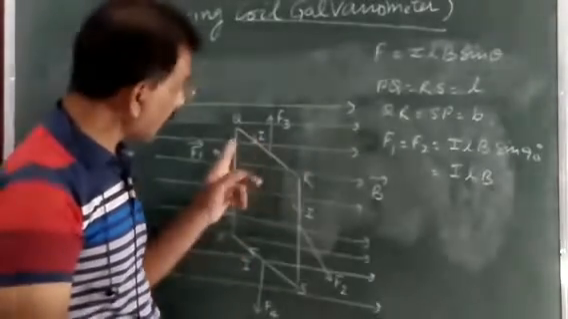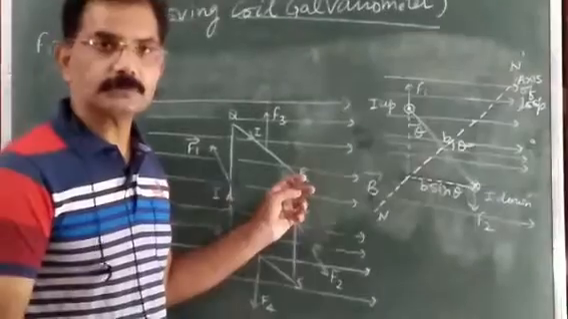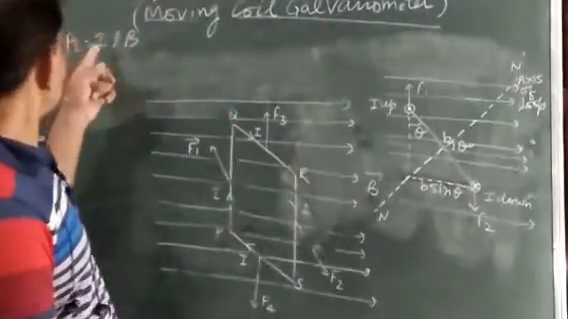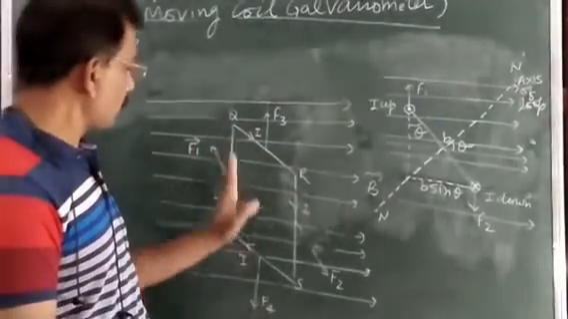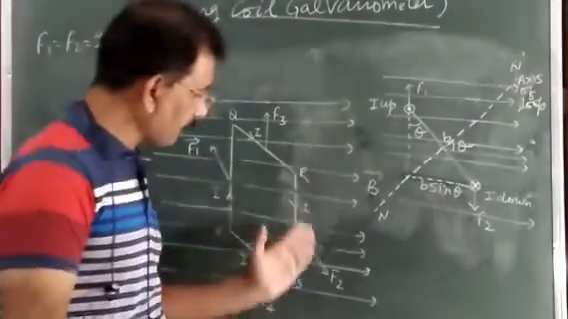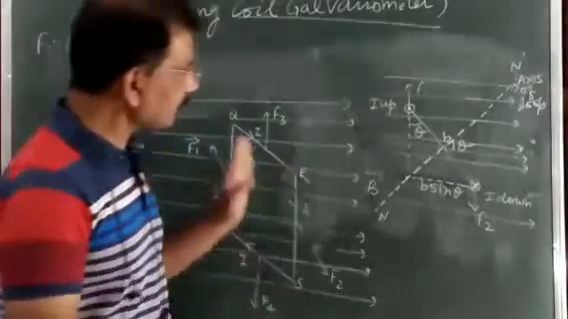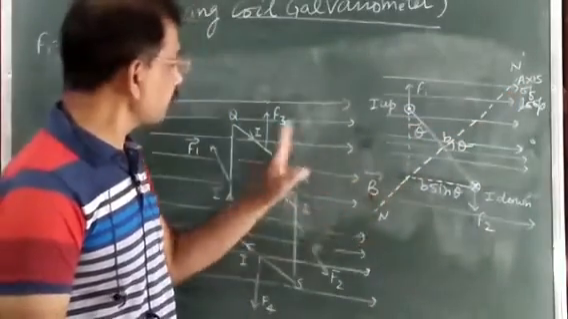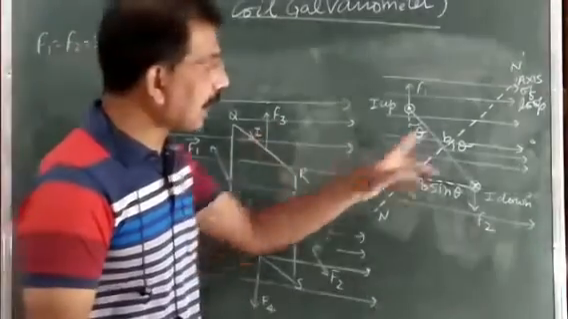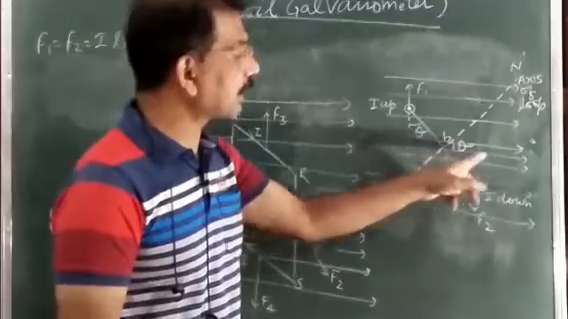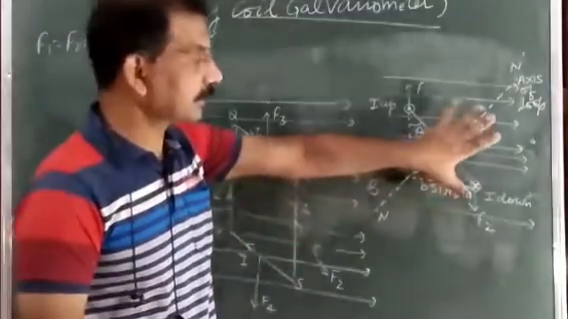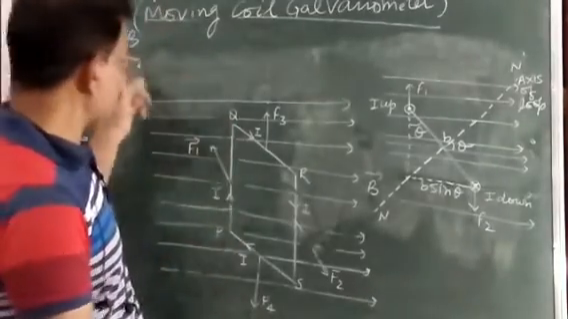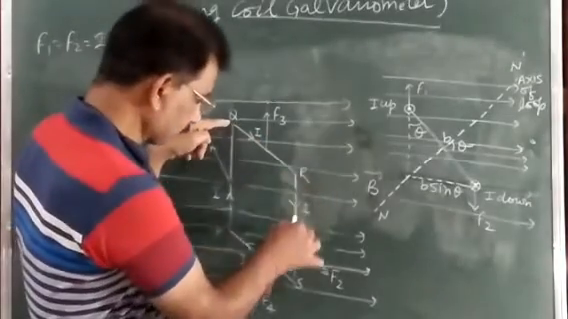Now, what is the torque acting on this loop? Suppose the force acting on PQ and RS has magnitude ILB, with direction away from the reader on PQ and towards the reader on RS. And suppose at any instant the axis of this loop, axis meaning the normal to this plane, makes an angle theta with the magnetic field. So now its diagram comes like this.